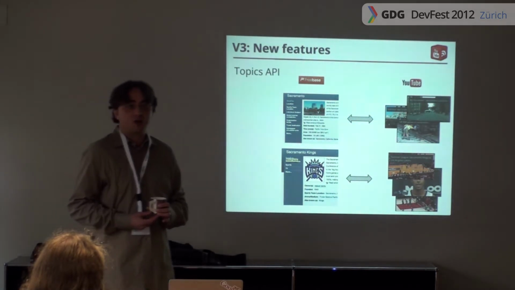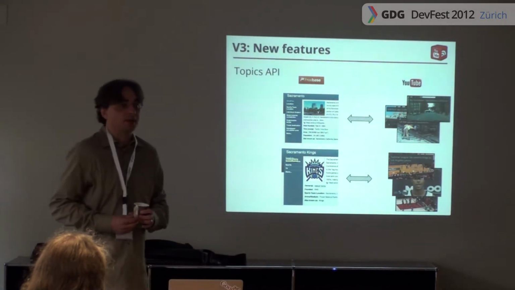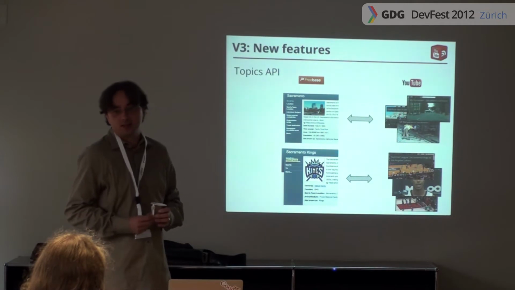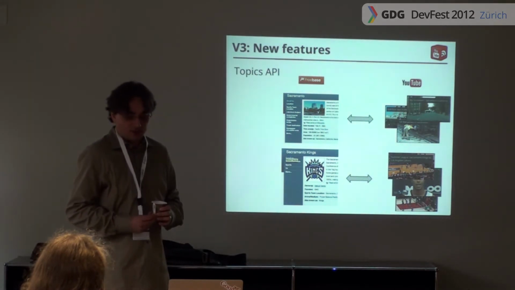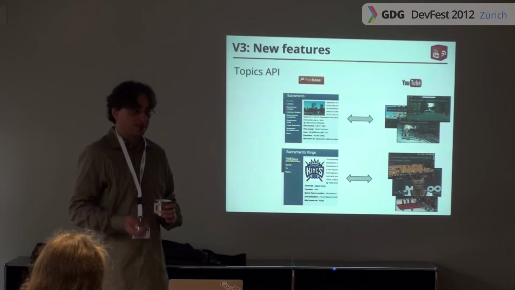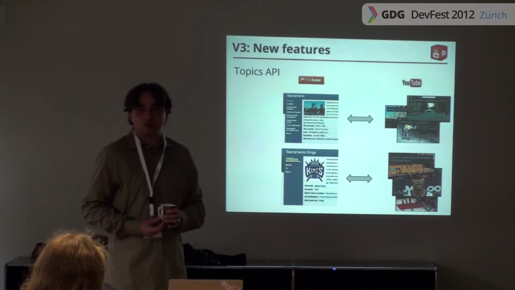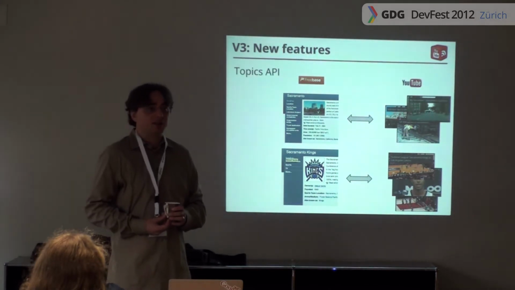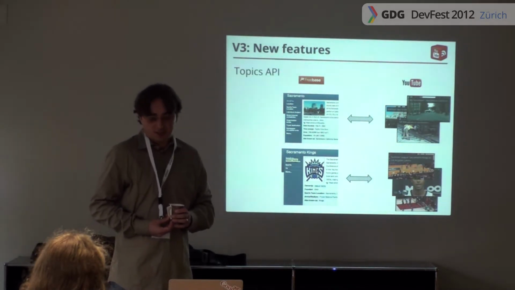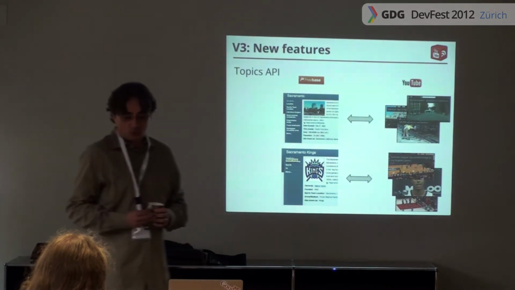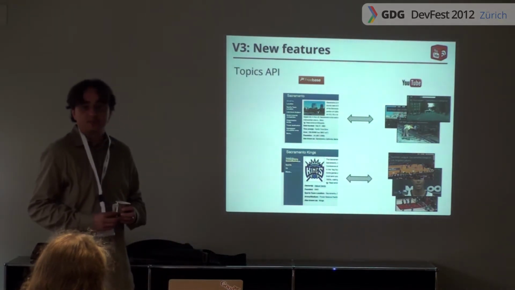So what we're doing now, we're launching a new version of the API. It's completely revamped, and we are launching it first in an experimental mode, but to everybody, so that you guys can use it and try it out and give us feedback. And it has a lot of new features. One of the features that I like the most is what we call the topics API.